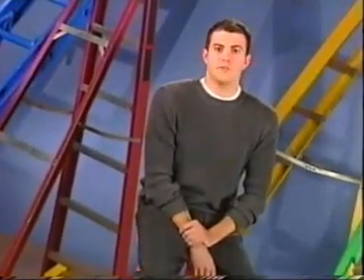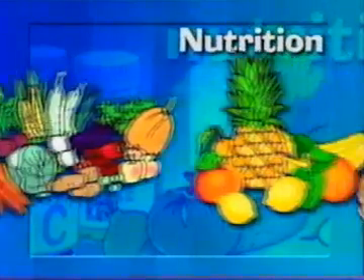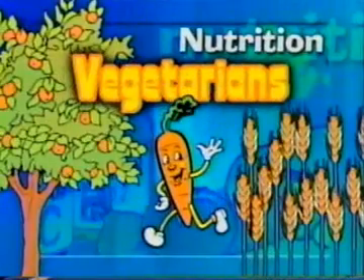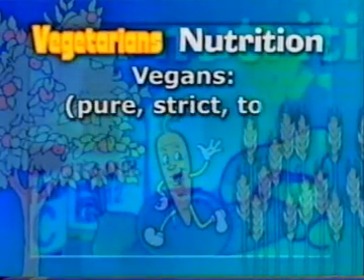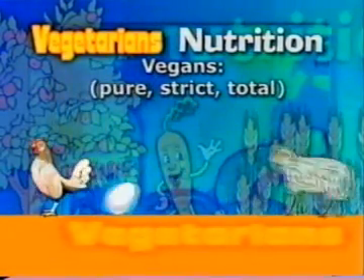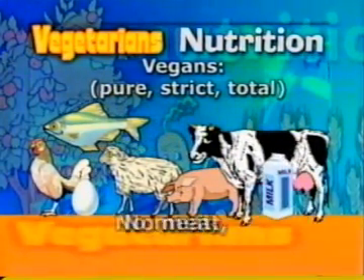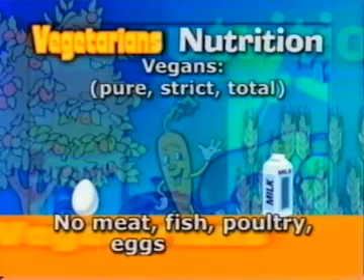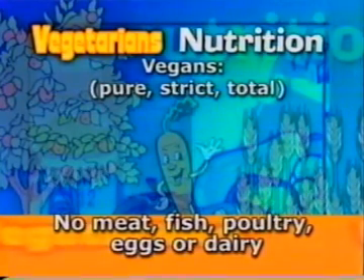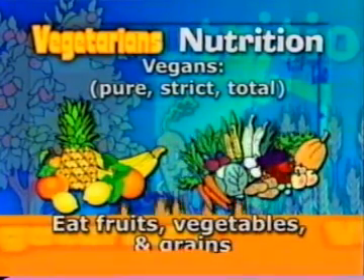A person who does not eat meat is called a vegetarian. Vegetarians, especially vegans, need to plan their diets more carefully than non-vegetarians do. We all need the same type of nutrients, but vegetarians have fewer foods to choose from. There are different types of vegetarians. Vegans, or pure, strict, or total vegetarians, exclude all animal-derived products from their diets. They consume no meat, fish, poultry, eggs, or dairy products. They only eat fruits, vegetables, and grains.